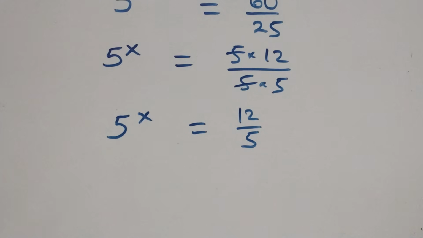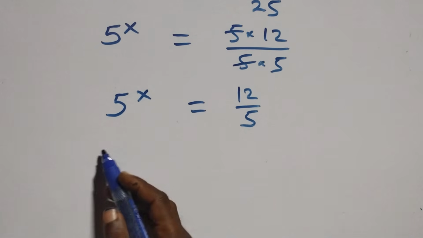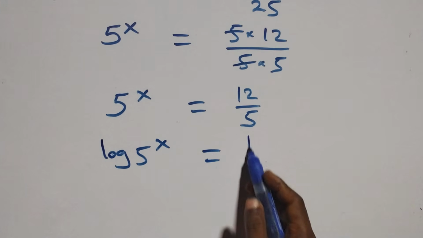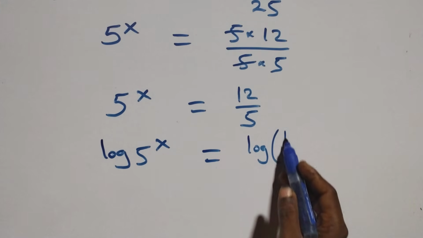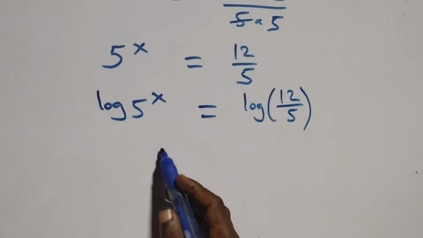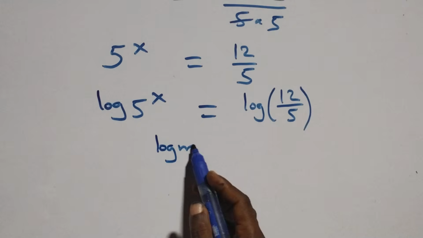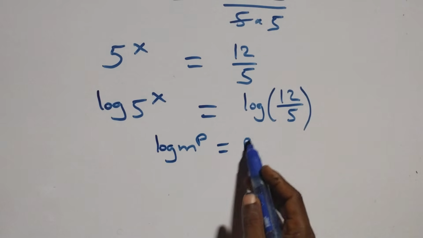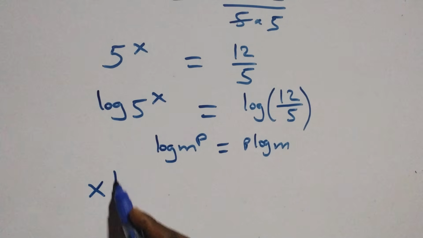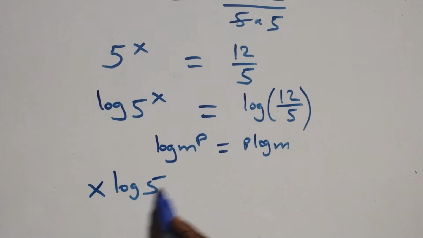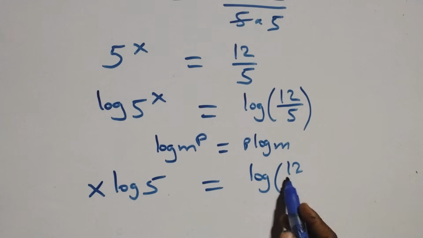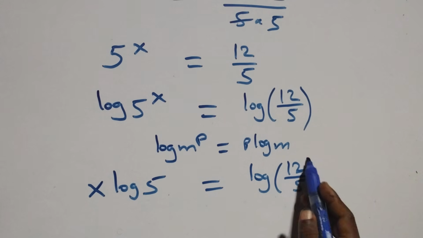The next step, take the log on both sides here. This we have log 5 raised to power x equals log 12 over 5. Then here we apply the power law of logarithm. When we have log m raised to power p, this is the same thing as p log m. And this here we have x log 5 equals log 12 over 5 here.